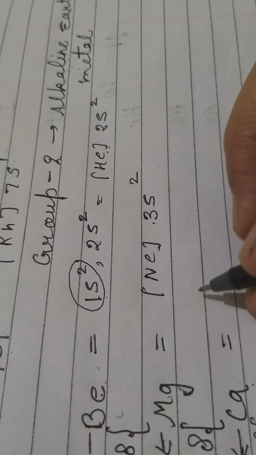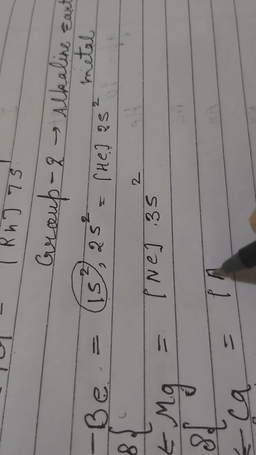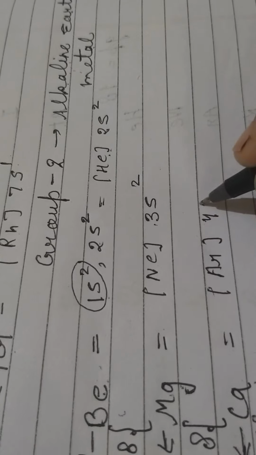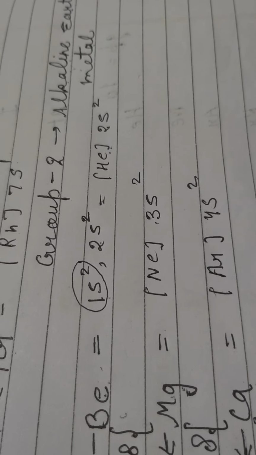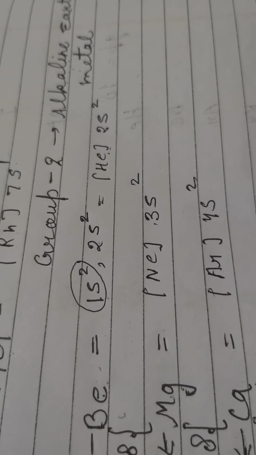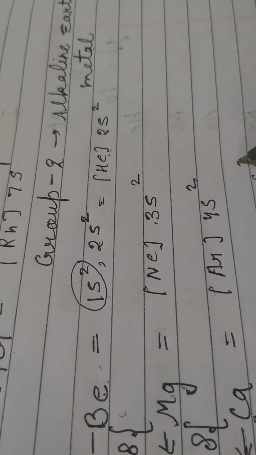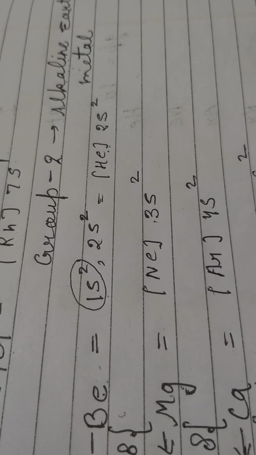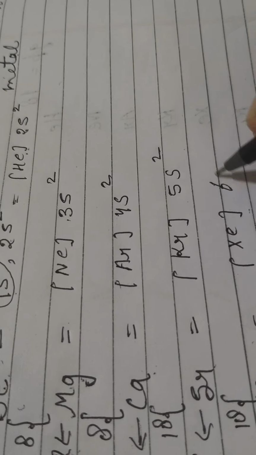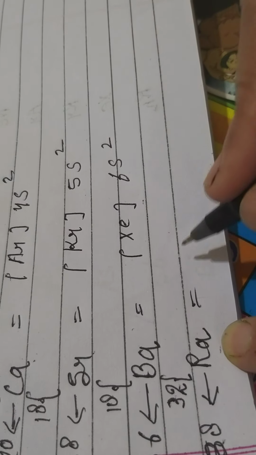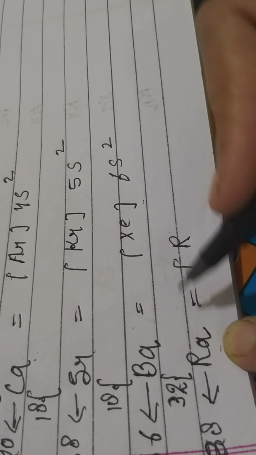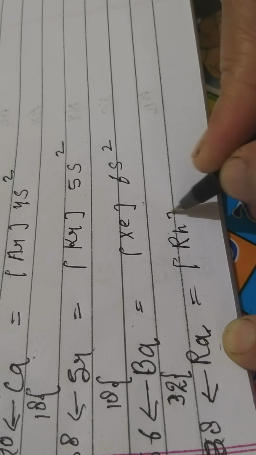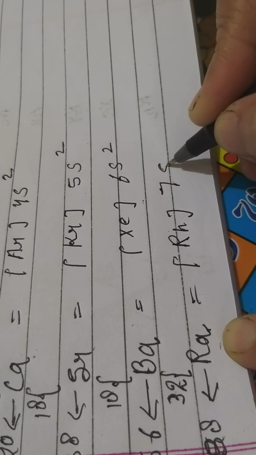Now we talk about calcium. After neon what comes? Argon. So argon is written, and 4s2. After argon what comes? Krypton. Then 5s2 is written. Then after krypton, xenon is written, and 6s2. And at last, for radium, radon is written, and then 7s2.